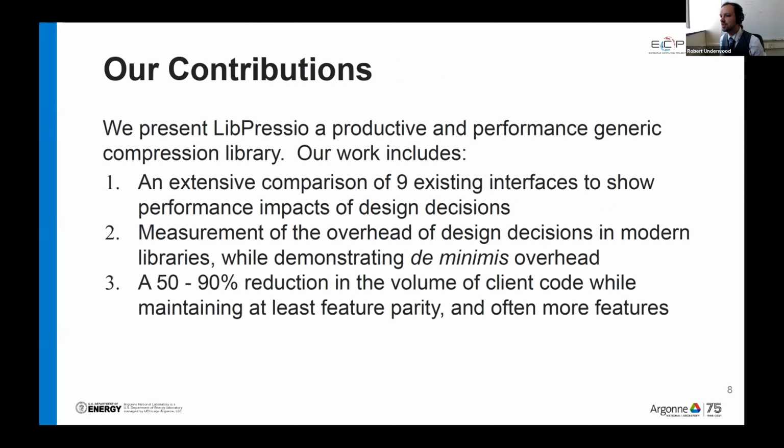So our contributions in this work are that we present Libpressio, a productive and performant generic compression library. We show an extensive comparison of 9 existing interfaces to show the performance impacts of individual design decisions. And then we show that relative to these, our library has de minimis, or practically unobservable, overhead. We also show a 50 to 90% reduction in the volume of client code while maintaining at least feature parity with the original compressor specific implementations, often with more features. Next slide.